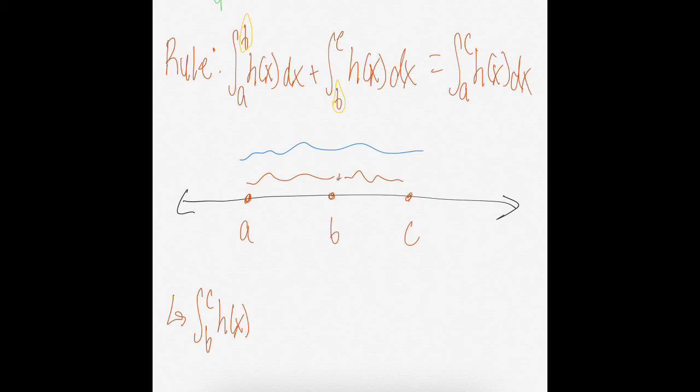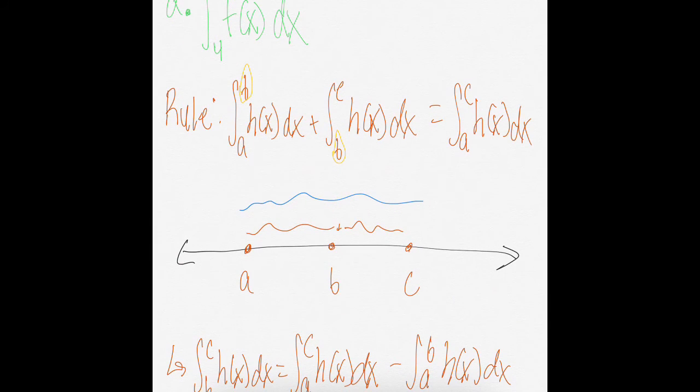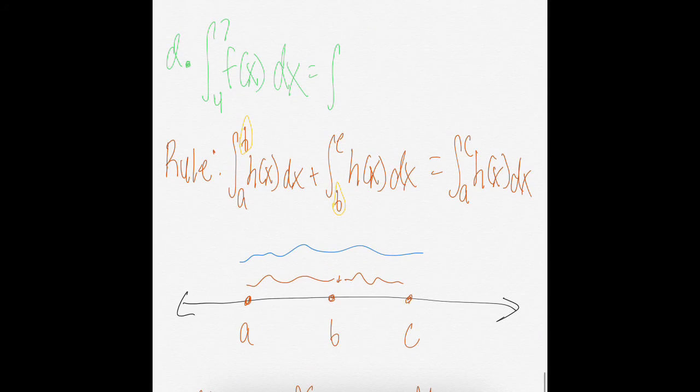In this particular problem, this is helpful because let me rewrite this rule. So the rule further states, if I split this up, that the integral from b to c of h of x dx is equal to the integral from a to c of h of x dx minus the integral from a to b of h of x dx. All that I've done here is subtract that first piece from the rule over to the other side, and I now have a formula for the integral from b to c.